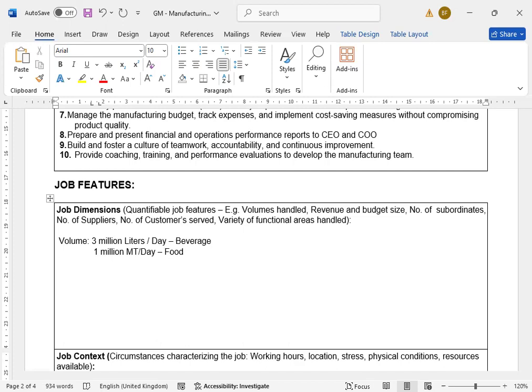Then I'm also going to say revenue. Revenue, let's say 20 billion. Okay, I don't know how much, but I say 20 billion, let's say per annum.